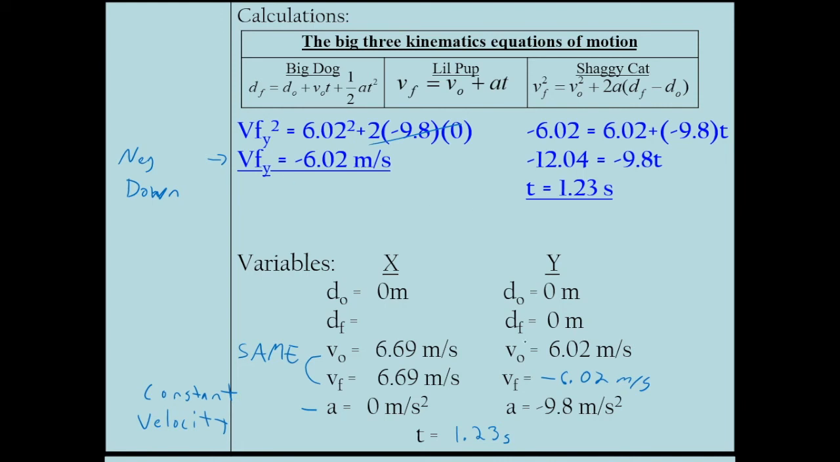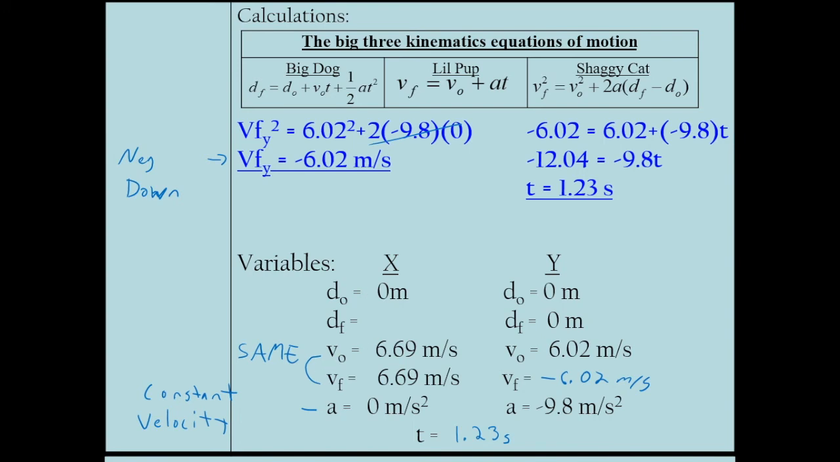Now that we have time, we can go back over and solve for the final distance in the x direction. When solving for variables in the x direction, we can actually only use Big Dog, because Little Pup does not work and Shaggy Cat will not work for the x direction when an object is in the air.